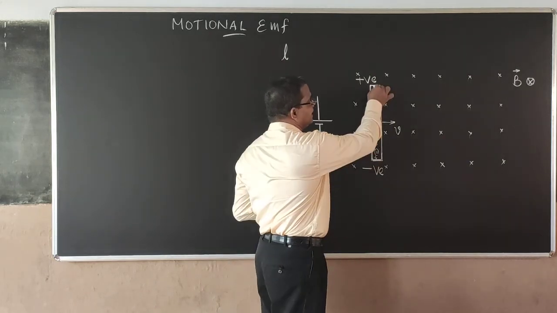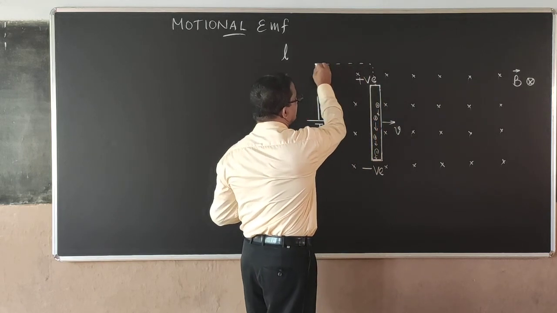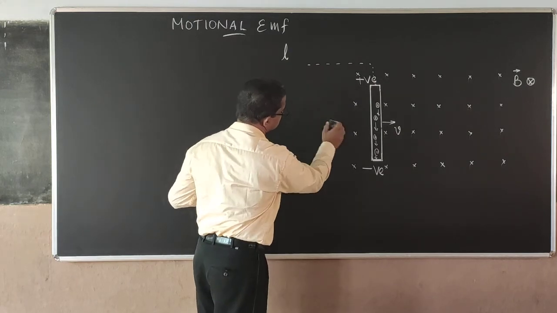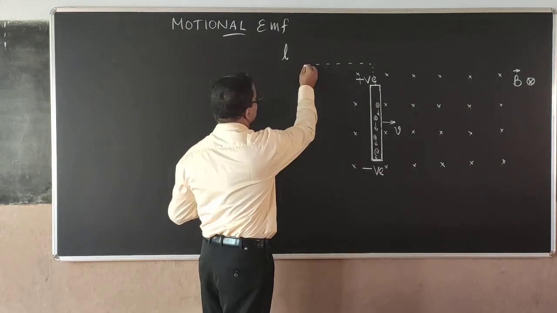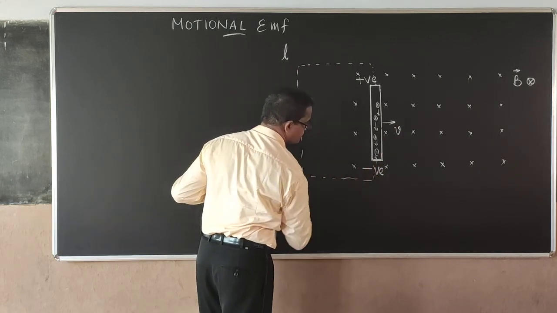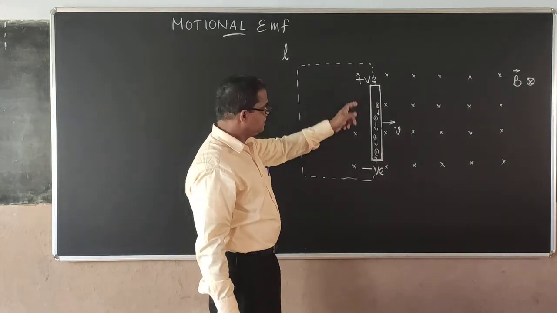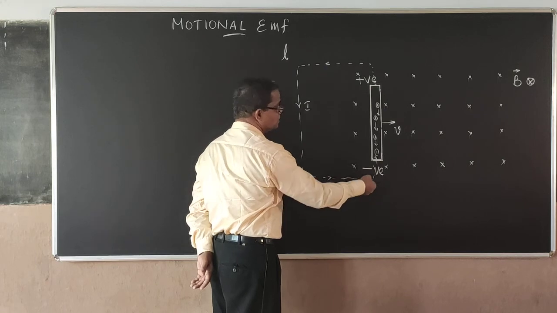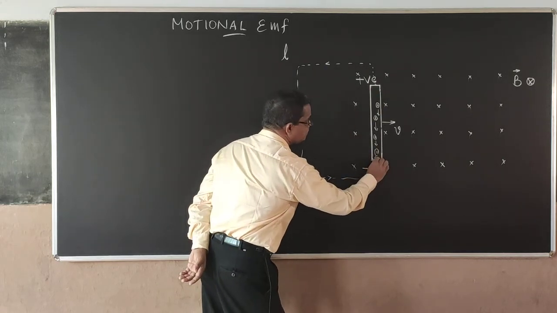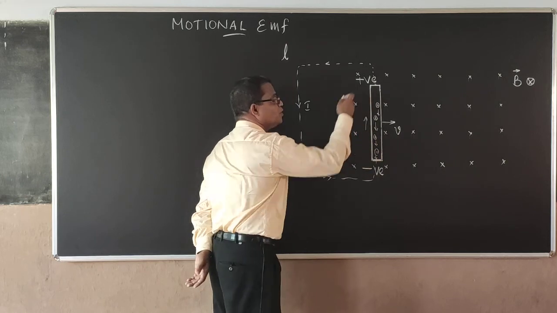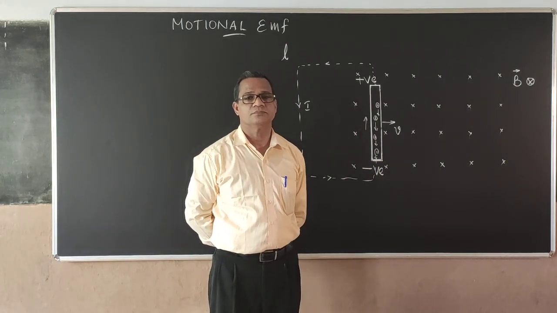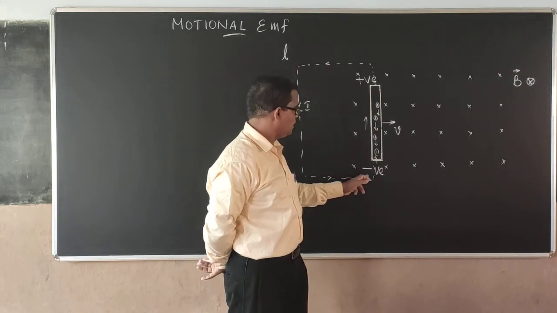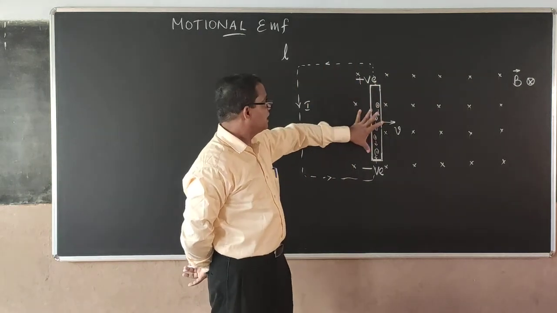Now, if I connect this with an external circuitry, like if I complete the circuit like that, this end is positive and this end is negative, so the current will flow in this particular direction to complete it. Through the conductor, the current flows from negative to positive. So the induced current will flow in this way if you complete the circuit across the conductor.